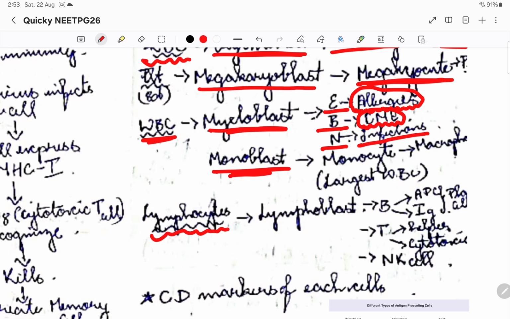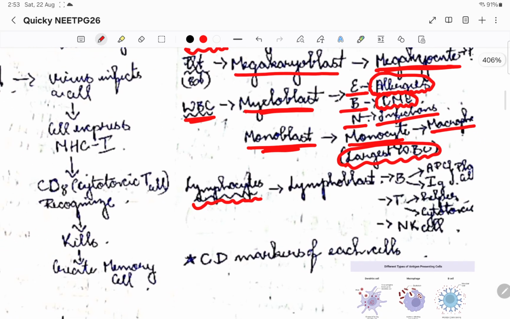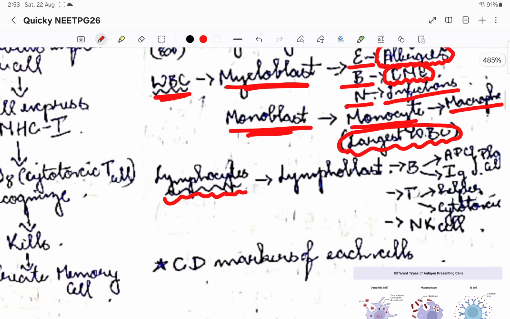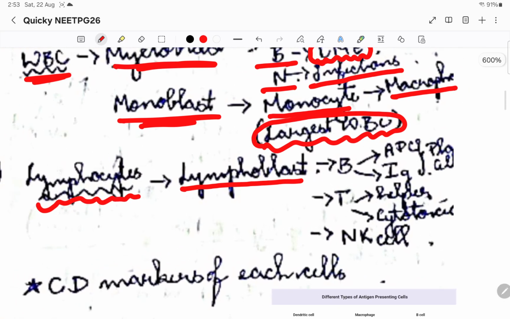Then coming to monoblasts, monocytes will give rise to macrophages. Okay, these are the largest WBCs. Okay, so these engulf the pathogens. Okay, so these are the two types of WBCs. Then coming to lymphocytes, they are going to give rise to lymphoblasts. These are the immature cells which give rise to three types of cells. Okay, not two, there are three types of cells. One is B cells, another one is T cells, then the natural killer cells.